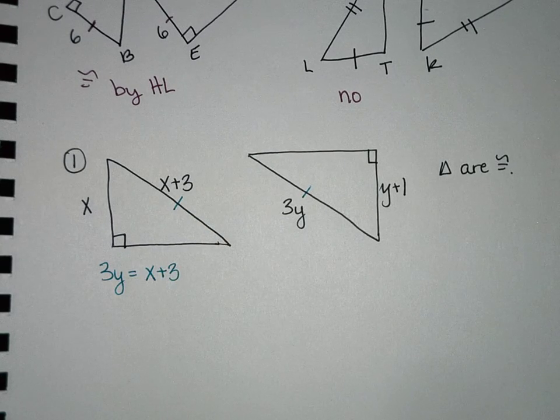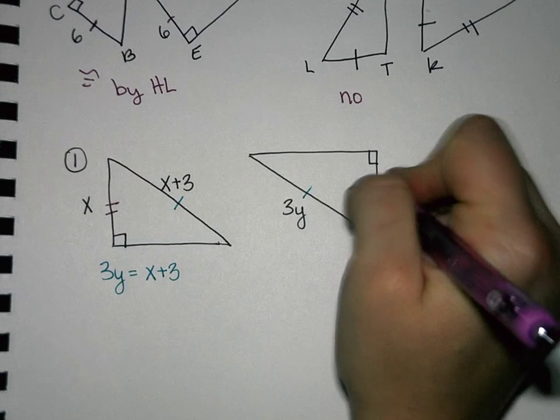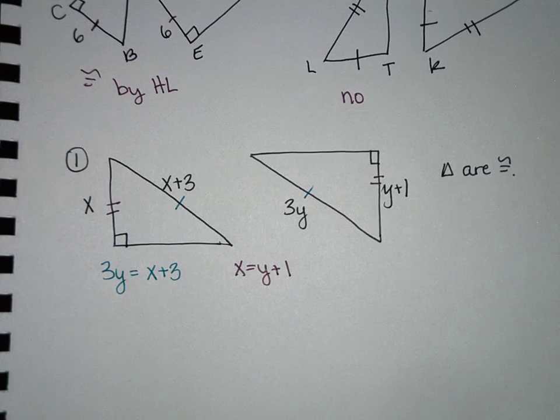What else do we know is equal? X and y plus 1. So the legs have to also be equal. Okay, so what we have here is something we kind of touched on the very first week, and you learned it in Math 1. We have a system of equations. Anyone remember how we solved a system of equations?